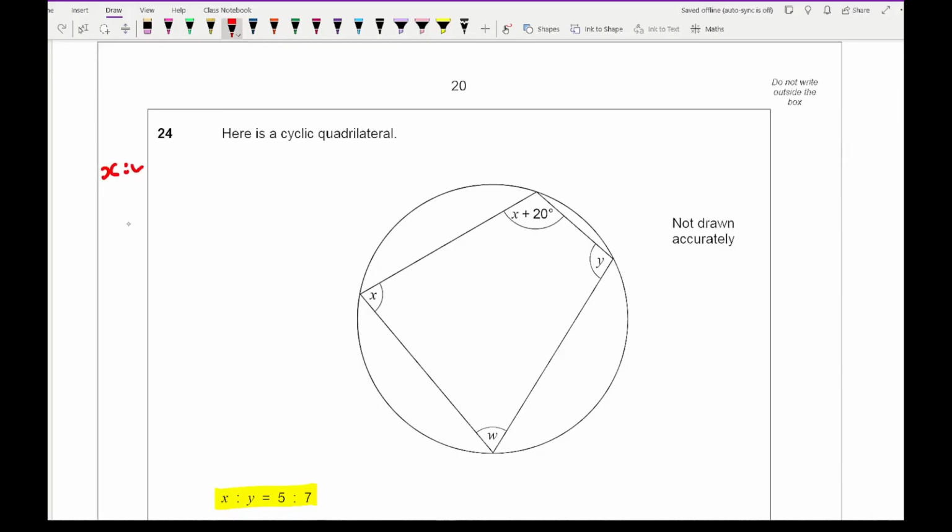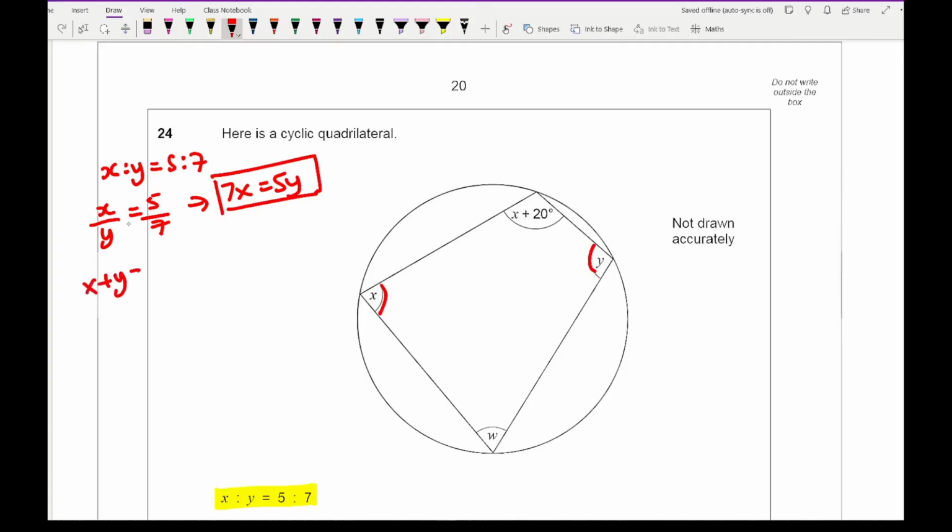So here we've got x to y equals 5 to 7. So just like before, we can write this as a fraction, and then we cross multiply to get 7x equals 5y. And I'm just going to put a little box around that. Now another equation I can work out using x and y is that opposite angles in a cyclic quadrilateral add up to 180. So x plus y equals 180. So if I rearrange this, what I get is 7x minus 5y equals 0. And then what I want to do is use simultaneous equations to find out what x, particularly x and y, is.